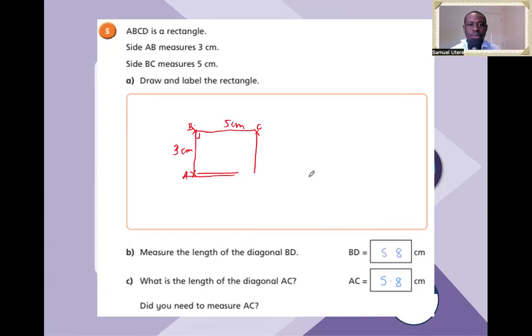You use the set square to complete the other parts of the rectangle. And then next you will be asked to measure the length of the diagonal BD. So remember you've done BC, so this part has to be D. So BD will be the diagonal that runs from B to D. When you measure it, it should be about 5.8. And then AC would be the same length. We didn't need to measure AC because something we should know is that if we've done it properly, the diagonals should be equal.